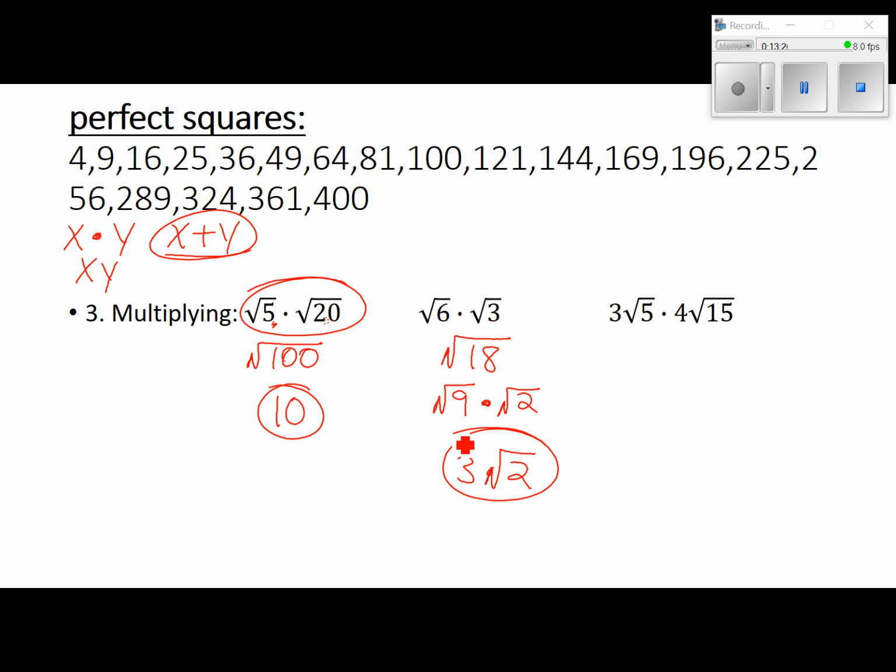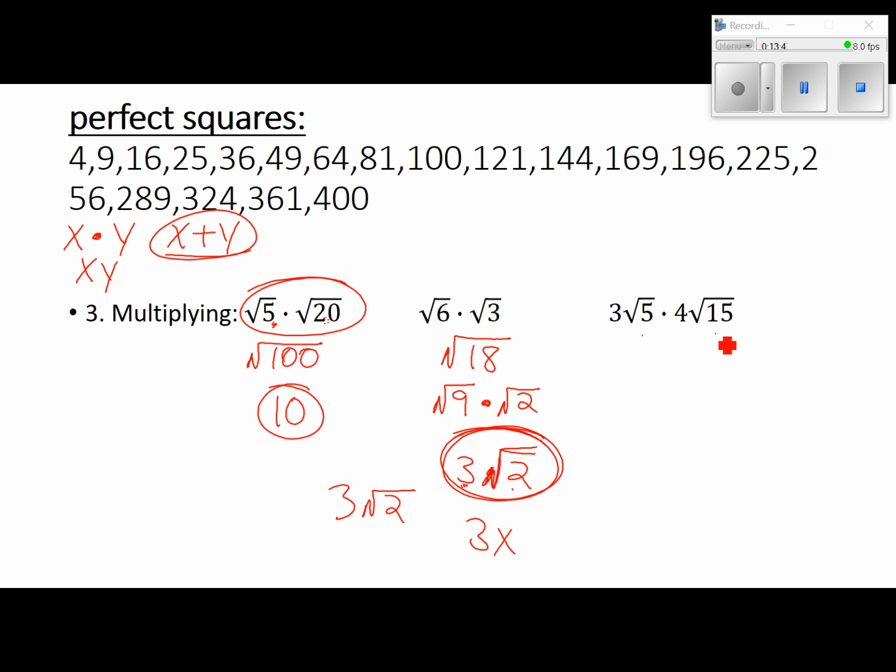Treat these radicals just like they're variables. So this is like saying 3x, except we're saying 3 square root of 2, 3 times the square root of 2. 3 is your coefficient, and this is like your variable. Again, this is an exact answer. If we plugged it into our calculator, we get a rounded off answer, and sometimes we want to be exact.